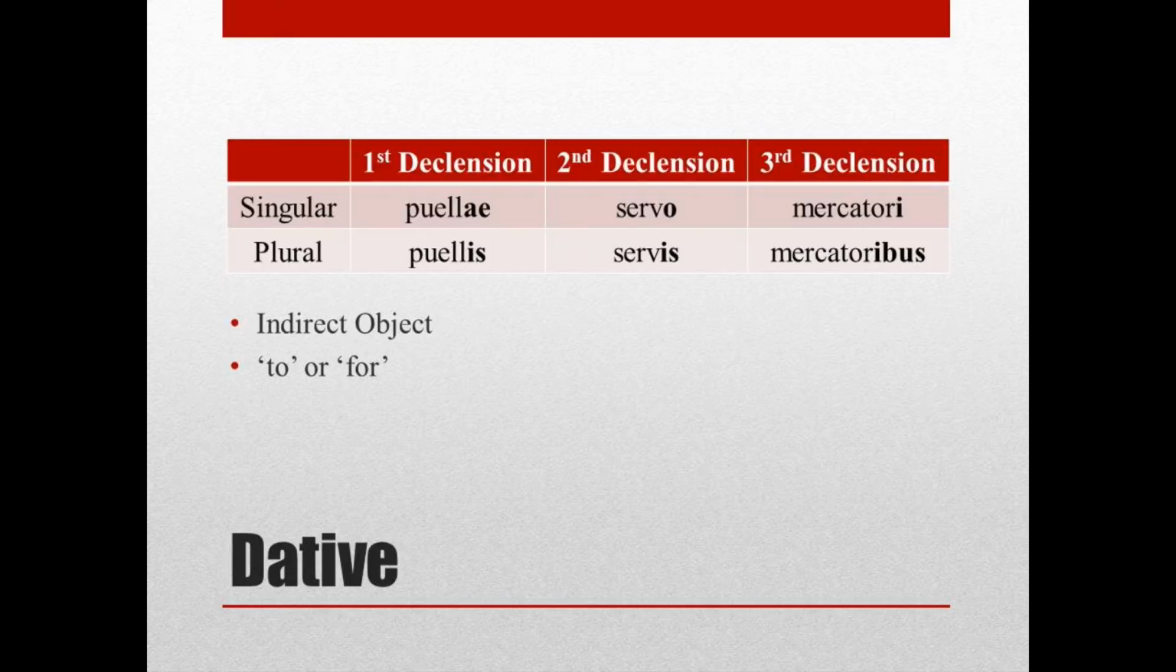The dative, otherwise known as the indirect object, is translated to mean to or for. In the first declension, the singular ends in AE, and the plural ends in is. In the second declension, the singular form ends in an O, and the plural again ends in is. And in the third declension, the singular form ends in an I, and the plural form ends in ibus.